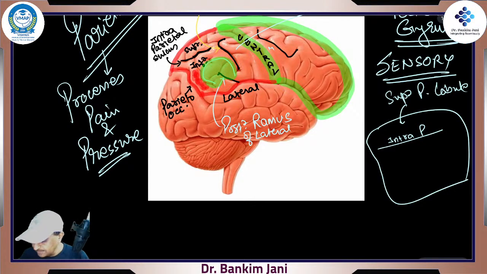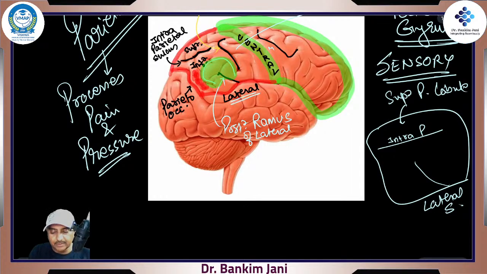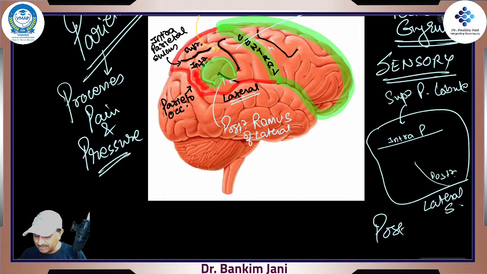But there is one branch. This is the lateral sulcus here, and from that there is one branch which is going posteriorly, so this is what is called the posterior branch, or the posterior ramus.